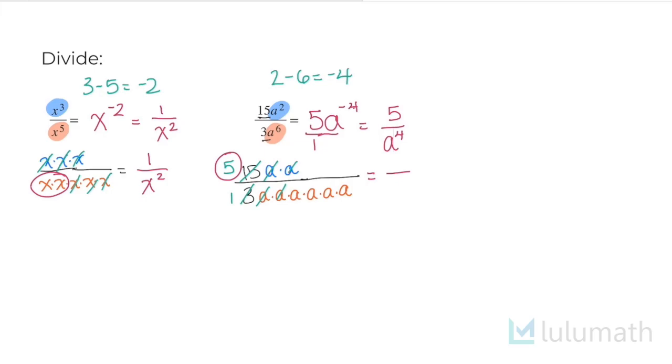5 times 1, which is just 5. In my denominator, there's 1 times a to the power of 4. And that's how we get this answer here.